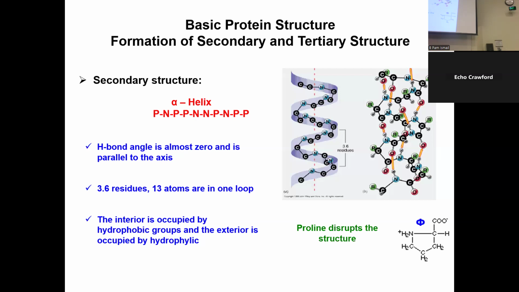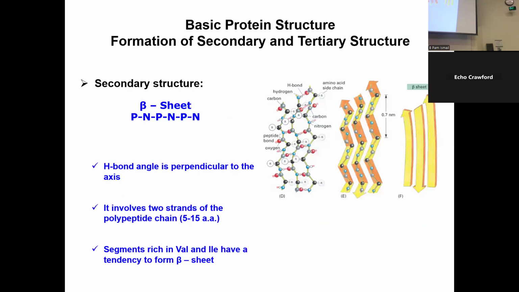So remember, proline will disrupt the alpha helix. Even though you would have that sequence, it doesn't matter. If in that sequence you have proline, you have steric hindrance because of the covalent linkage of the R group to the N. So there's not much movement, so not much bending. So proline is a secondary structure disruptor.